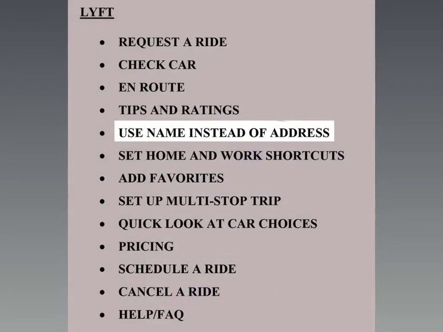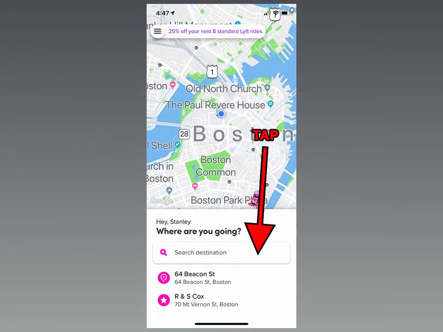As with Uber, I can save myself some time and energy by using popular or well-known names for businesses and other public locations instead of typing in an address. To do that, when I'm at the search destination box, I will click on search destination. We had good luck with MFA for the Museum of Fine Arts with Uber. This time I'm going to try another well-known spot in Boston, the Boston Public Library.